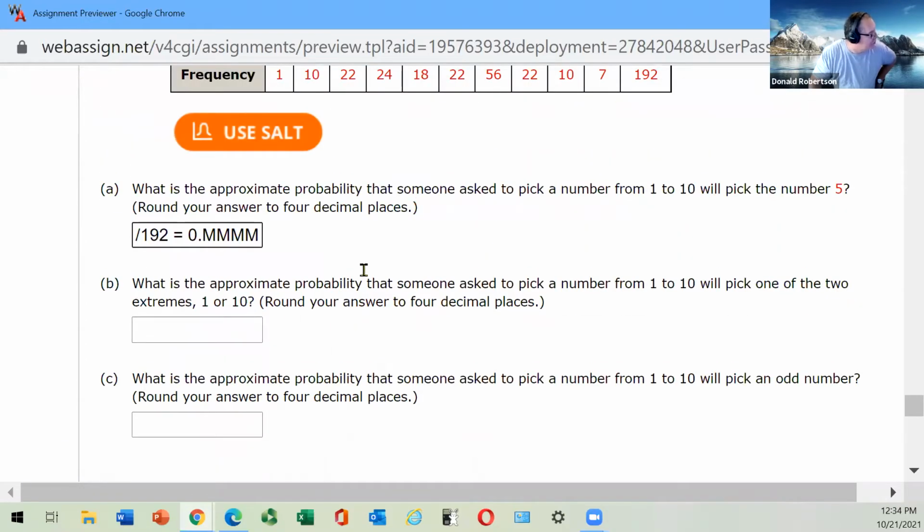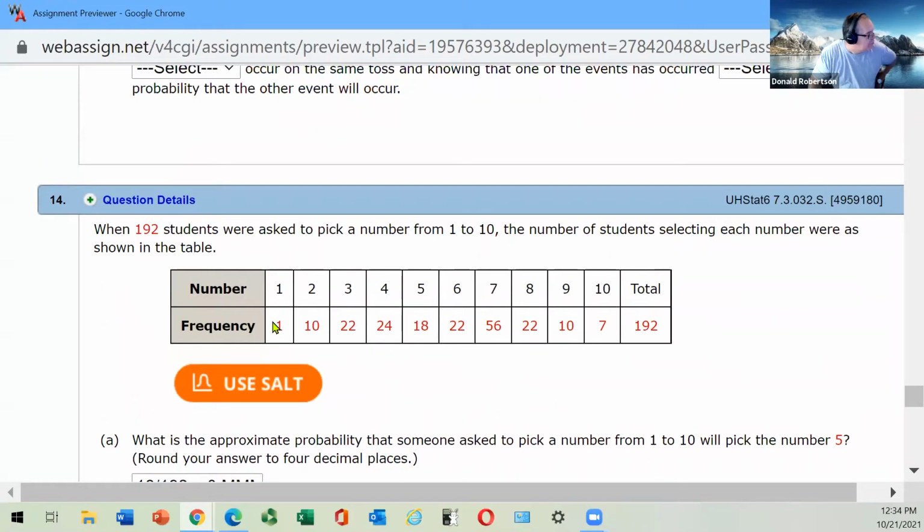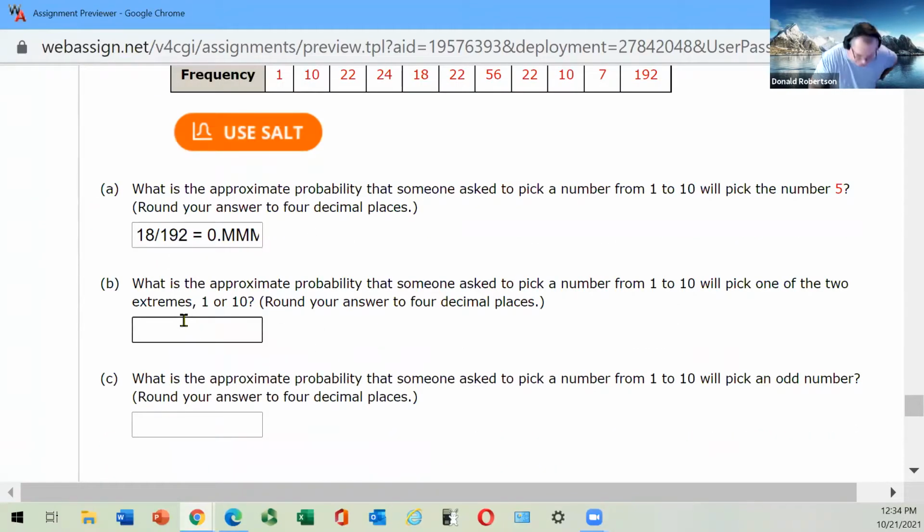Now, what is the approximate probability that someone asked to pick a number from 1 to 10 will pick one of the two extremes? So the two extremes would be this side and that side. So wouldn't that be 8 out of 192? You comfortable about that one?